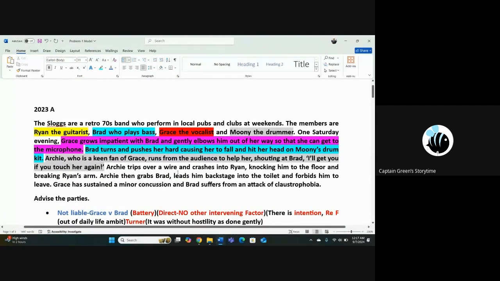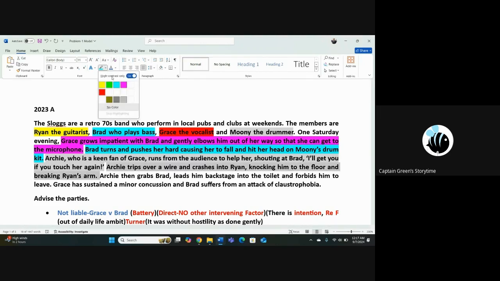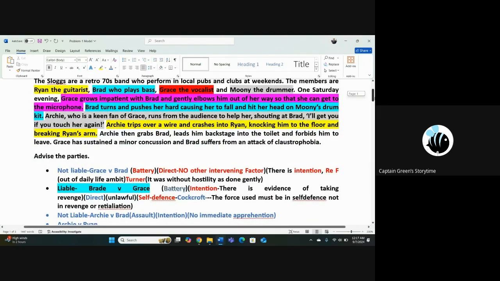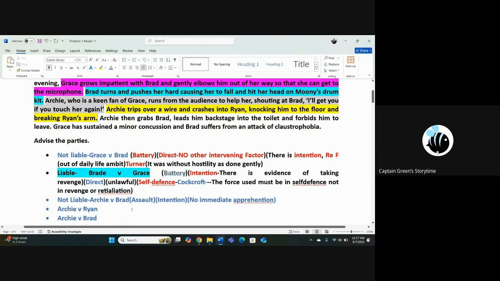Archie trips over a wire and crashes into Rian, knocking him to the floor and breaking Rian's arm. This is the next situation. Now look, does false imprisonment apply? No. Does assault apply? No, because there is no threat given. So does battery apply? Yes, you might apply the battery offense.